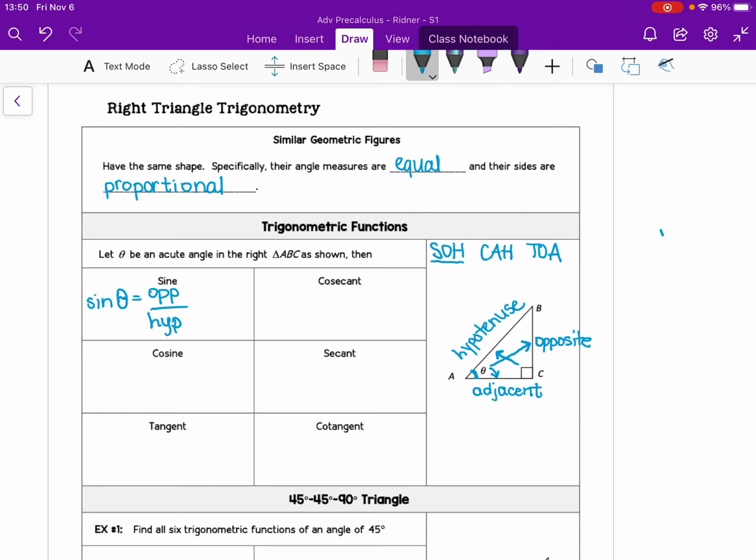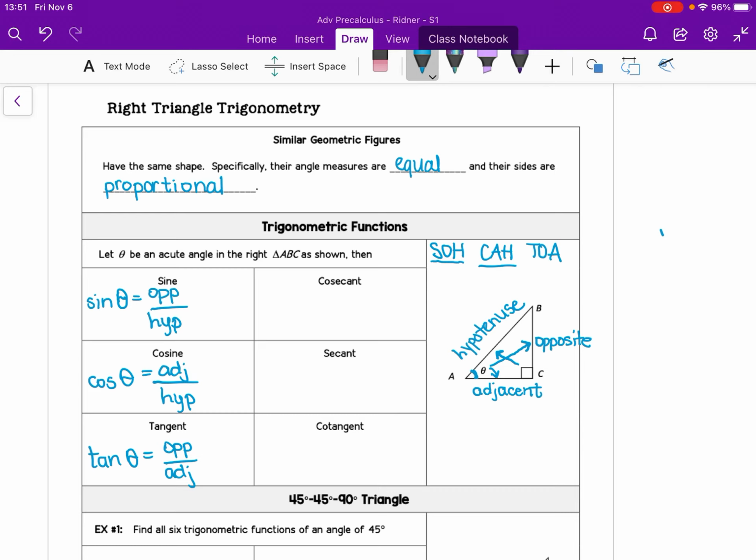So opposite would mean on the other side, or if you're on the opposite side of the street, what does that mean? If your house is adjacent to your friend's house, what does that mean? Well, that means next to. So just a way to remember those words. Cosine theta, that's where the co comes from, is adjacent over hypotenuse. So that means that tangent, or TOA, is opposite over adjacent.